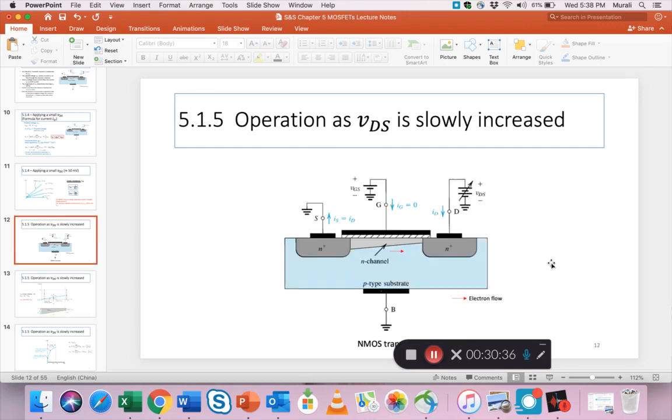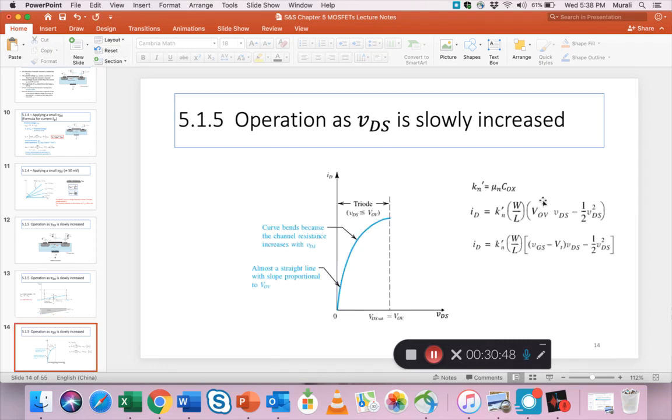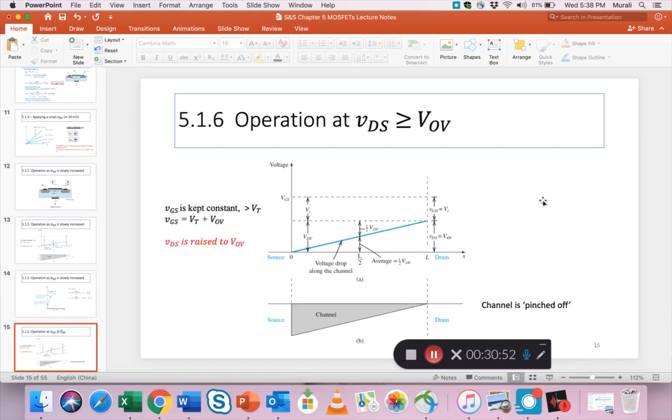I'm using capital T, which may be confusing to you. Because different books use different notation, let's just change it to small t to stay consistent with this textbook. Okay. Now what happens as VDS goes even higher?